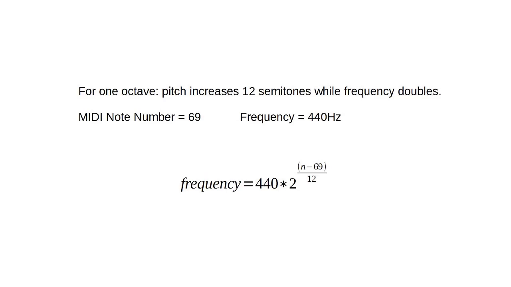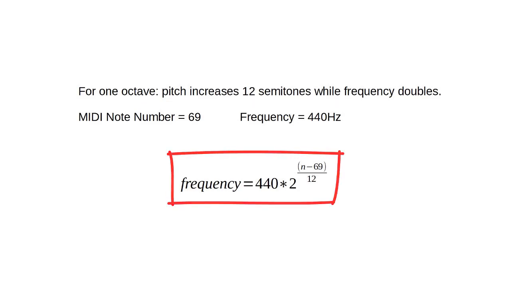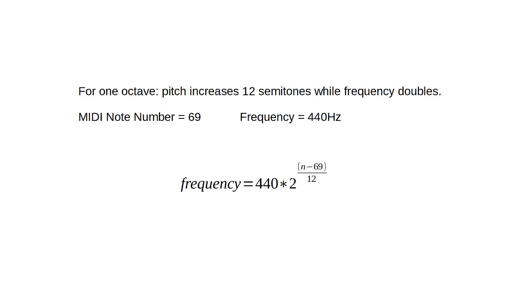So, we know that for concert A, the MIDI note number is 69 and the frequency is 440 Hz. This allows us to write this equation. Now, we don't want to be calculating powers every sample, as this takes up a lot of processor time, so we need a more efficient method. However, our processor is very efficient at multiplying and dividing by factors of 2 using left and right shift instructions. This means that we only need to convert pitch to frequency for one octave and can shift this result an appropriate amount to get the values for all the other octaves.